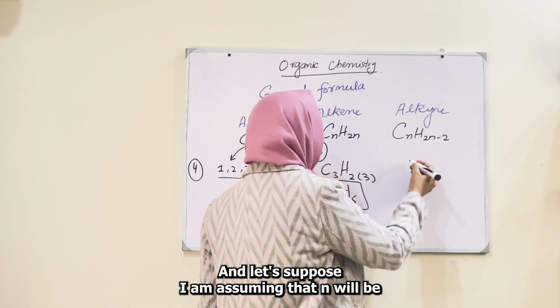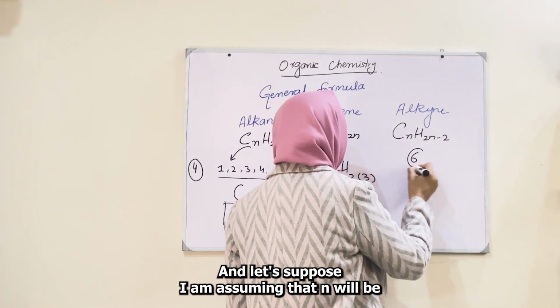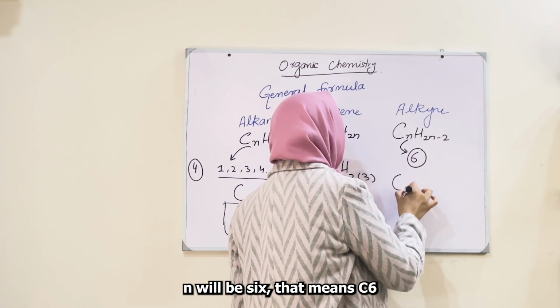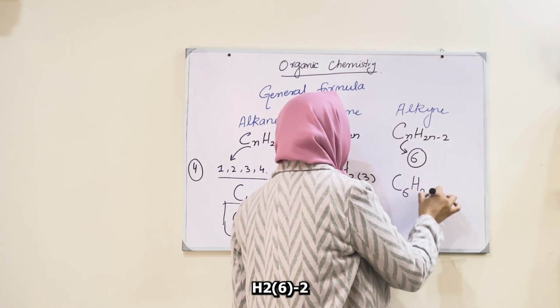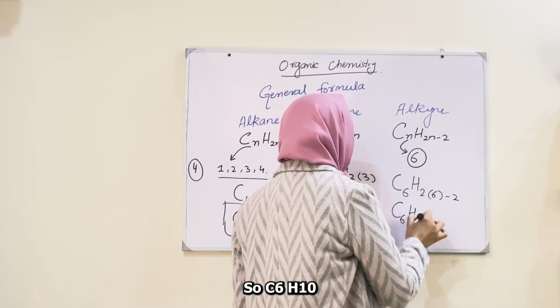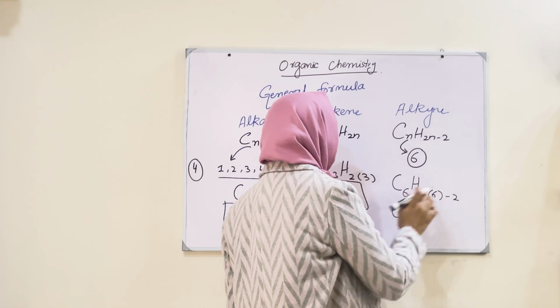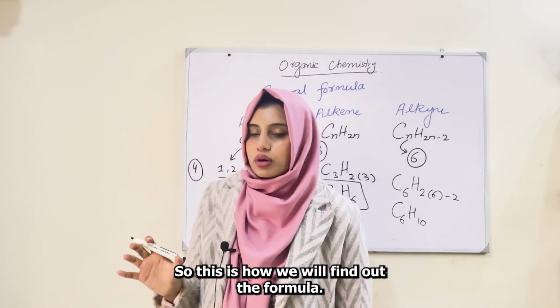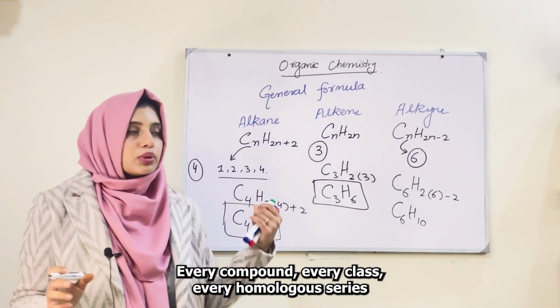Next will be alkyne. Let's suppose I am assuming that n will be 6. That means C6, H2 into 6 minus 2. So C6H10. 12 minus 2 is 10. So it is C6H10. So this is how we will find out the formula.